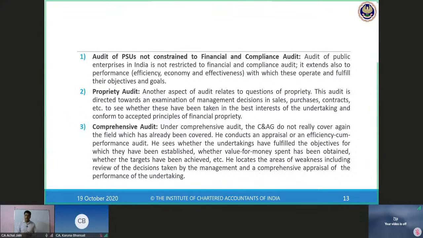Now you may be thinking, what are these different types of audits? See, all these audits, you can say, are in relation to operational performance, efficiency, effectiveness, which goes beyond the financial statements. And in case of PSUs, all of these things are very, very important. Why? Because public interest is involved and public money is involved. And this public money is flowing in the form of funding from the government.